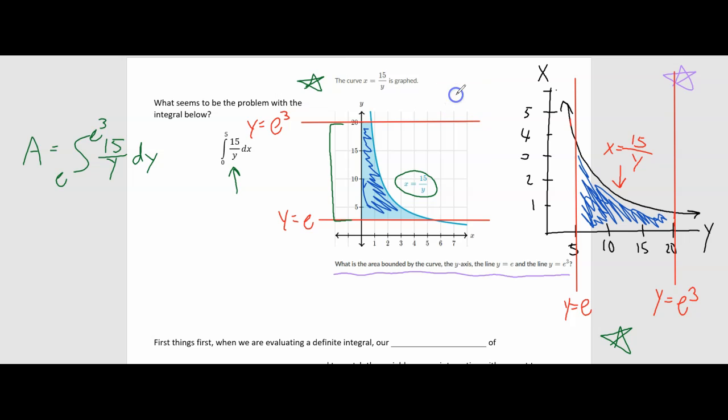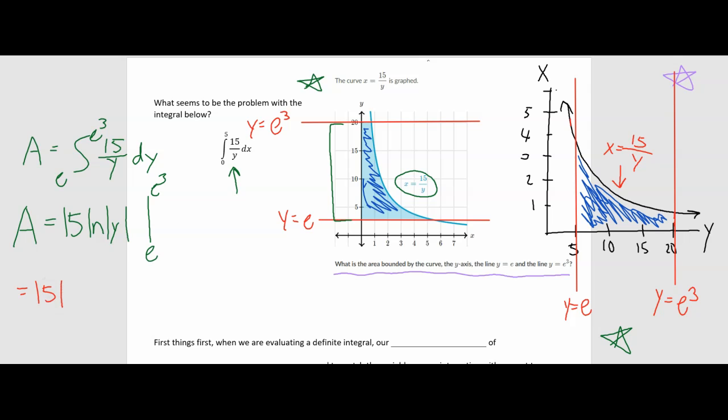So pause video, see if you can evaluate it by hand. Should not have to use the calculator. You'll see that things simplify out nicely here. So I'm going to get area is equal to, well, the antiderivative of 15 over y is 15 times the natural log of the absolute value of y. I don't need a plus c because it's a definite integral. And then I need to evaluate it from e to e cubed.